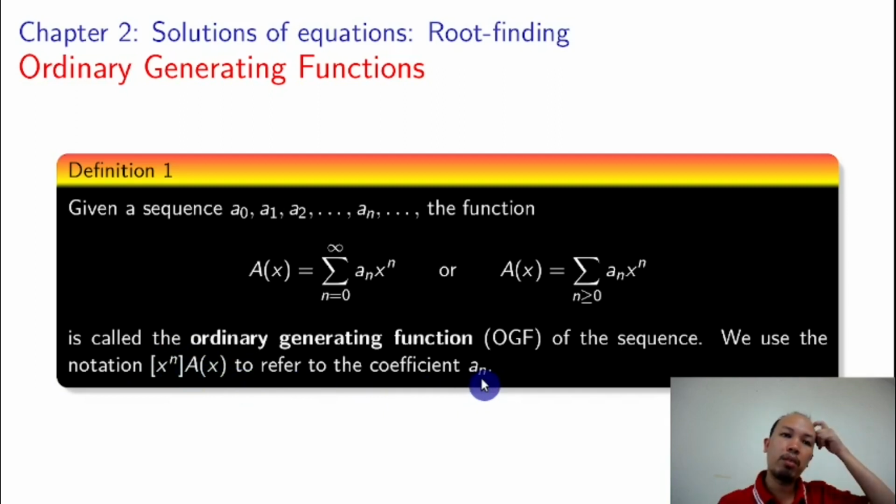For example, if the coefficient of x to the n is 5, so our a sub n is 5. So this is the notation.